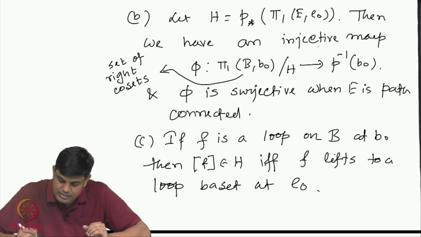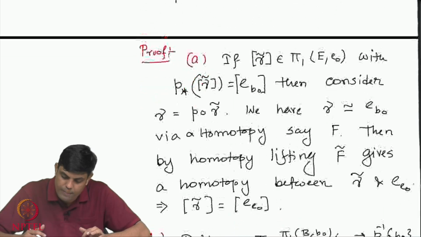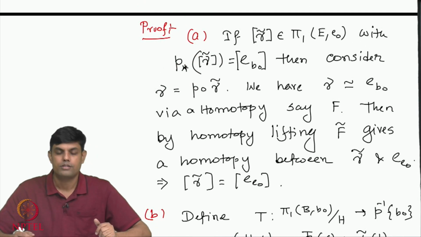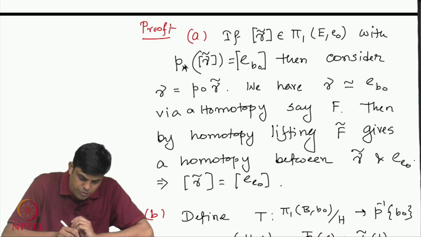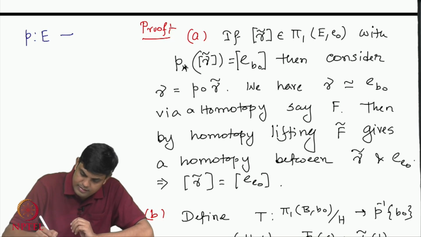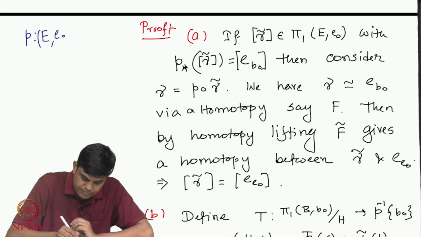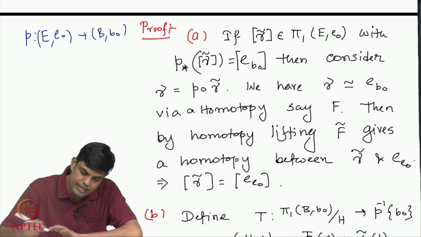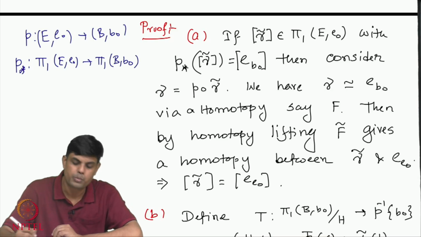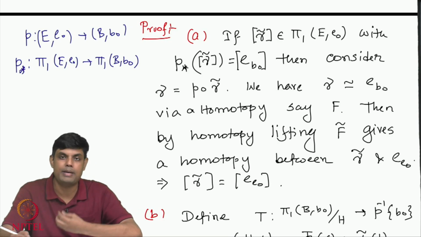So let us first see the proof of the first result, which is that the map induced by the covering map at the fundamental group level is injective. So to prove it, what do we have to prove? First of all, P is a map from my covering space E, let us write down E0, to B, B0, and therefore I get P star, the induced homomorphism from the fundamental group at E0 to the fundamental group at B0. Okay. Now I am claiming that this map is always injective.